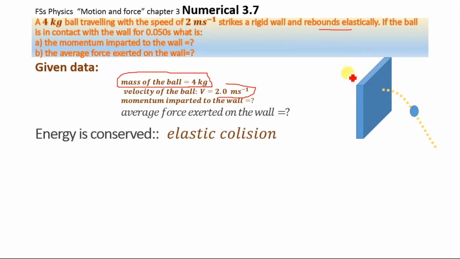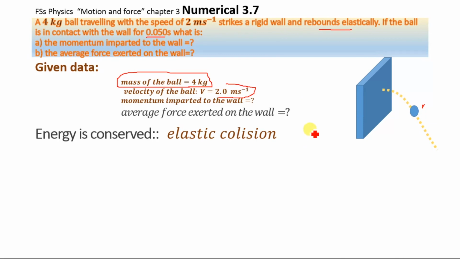Elastically means that energy is conserved in an elastic collision. So this is an elastic collision, and the energy before the collision will be equal to the energy after the collision. If the ball is in contact with the wall for 0.050 seconds, this is the time. What is the momentum imparted to the wall? We will calculate the momentum imparted by this ball to this wall and the average force which is exerted on the wall by this ball.